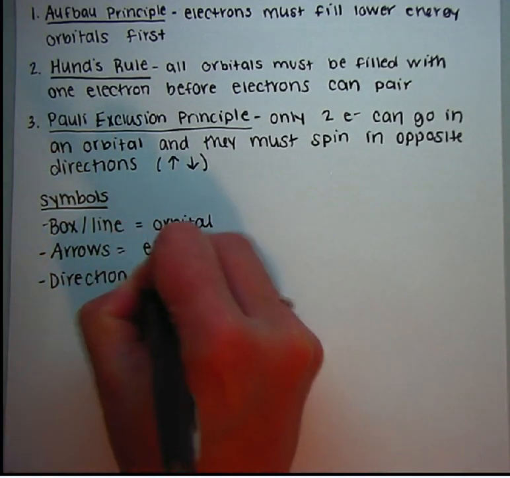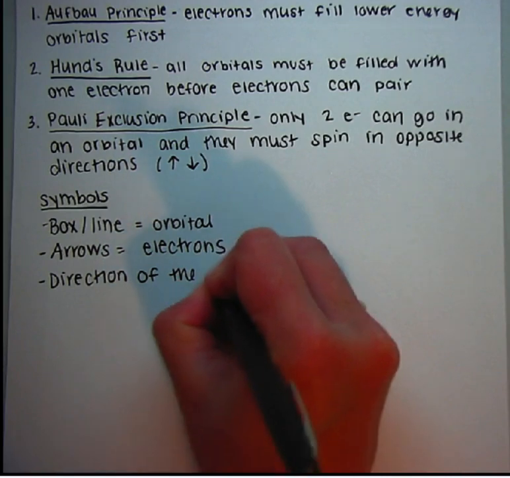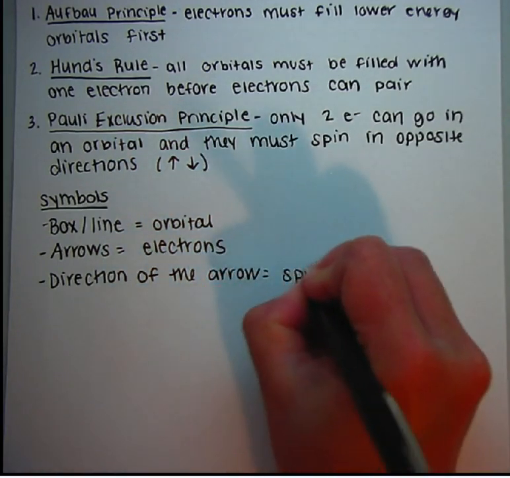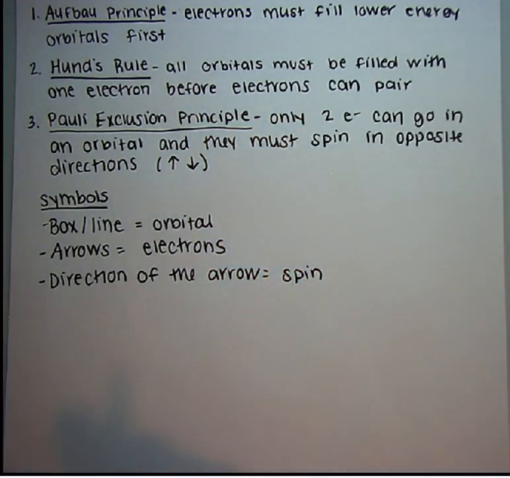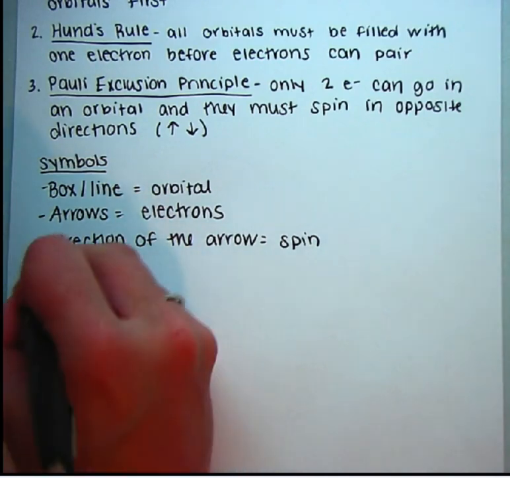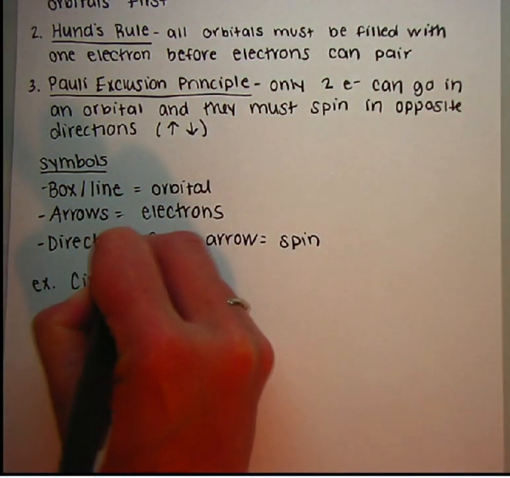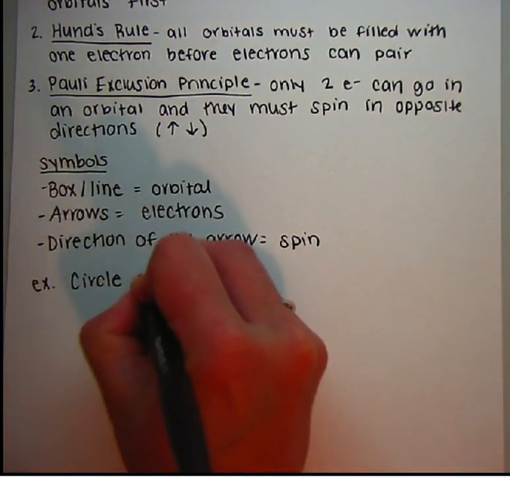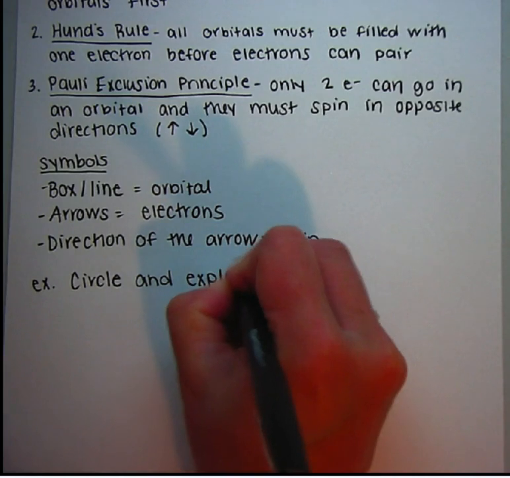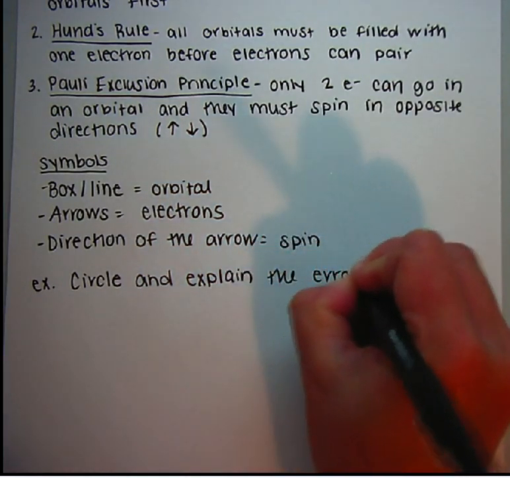And then we talked about this with the Pauli exclusion principle. The direction of the arrow represents its spin. So let's look at a few examples. For these first three, we are going to circle and explain the error.